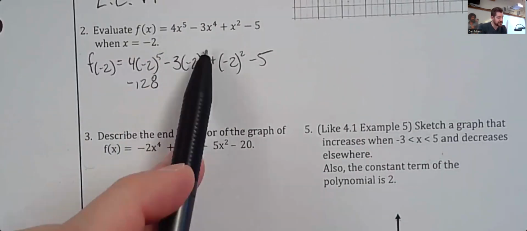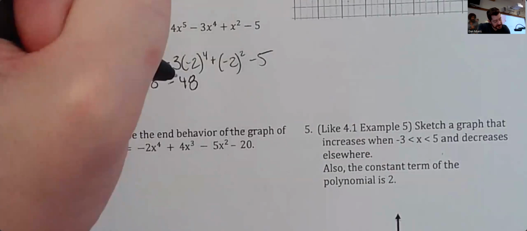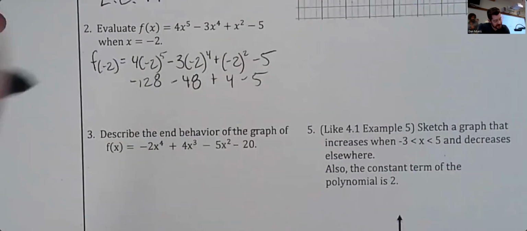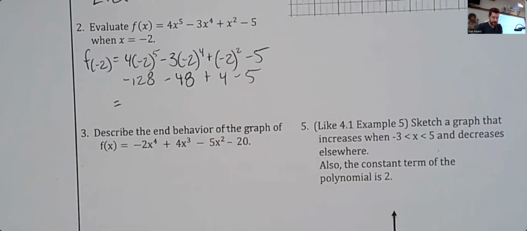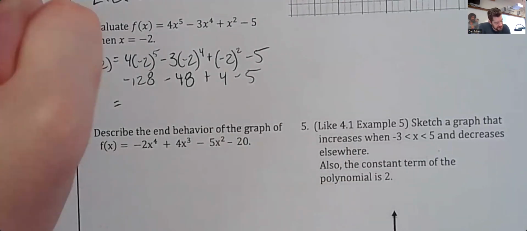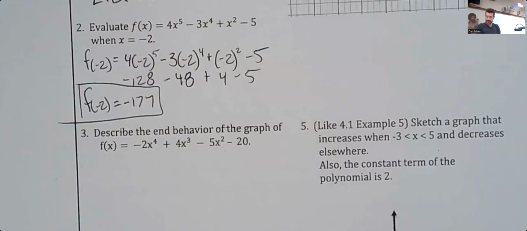2 to the 4th power is 16. 16 times -3 would be -48. 2 squared would be +4, and then -5 at the end. You don't have to write it out like this if you don't want to. You can just type the whole thing in, which is totally fine. -48 plus 4 minus 5. So what do we get? -177. So f of -2 is equal to -177. That's our answer there. Cool. They just plug in the value of x. So we're just going through the stuff that we talked about on Friday.